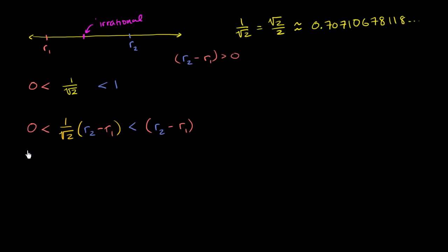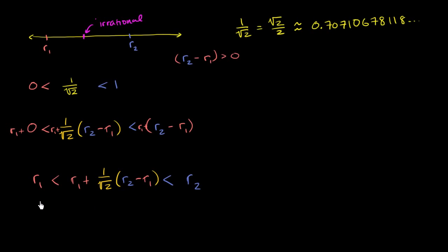And now we just have to shift everything over. So let's add R1 to all sides of this. If we add something to all parts of the inequality, then that's also not going to change the inequality. So we're going to add R1 over here, and over here, and over there. And so on the left-hand side, we have R1 is less than R1 plus 1 over the square root of 2 times R2 minus R1, which is less than, well, what's R1 plus R2 minus R1? Well, that's just going to be R2.